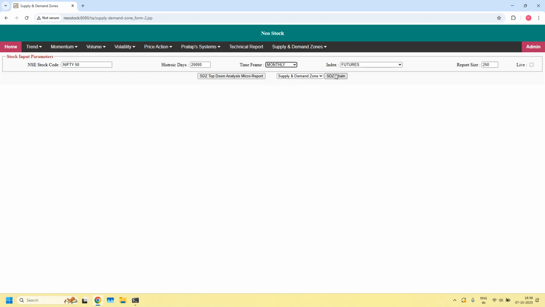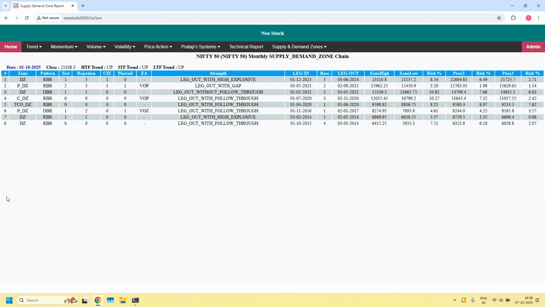So generating monthly supply demand zone chain for NIFTY. In any supply demand zone chain report, look into the zone column to find the high liquidity zones. Look into the pierced column to find the pierced zones. Look into the LTF trend to find the trend of the current time frame you have selected. And one time frame higher is ITF, and one more time frame higher is HTF. You already learned these points in our course.